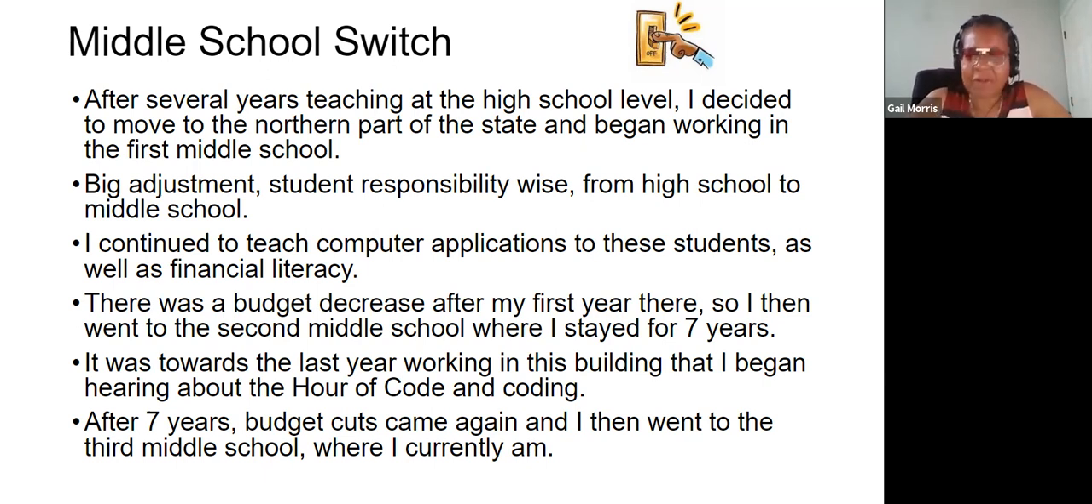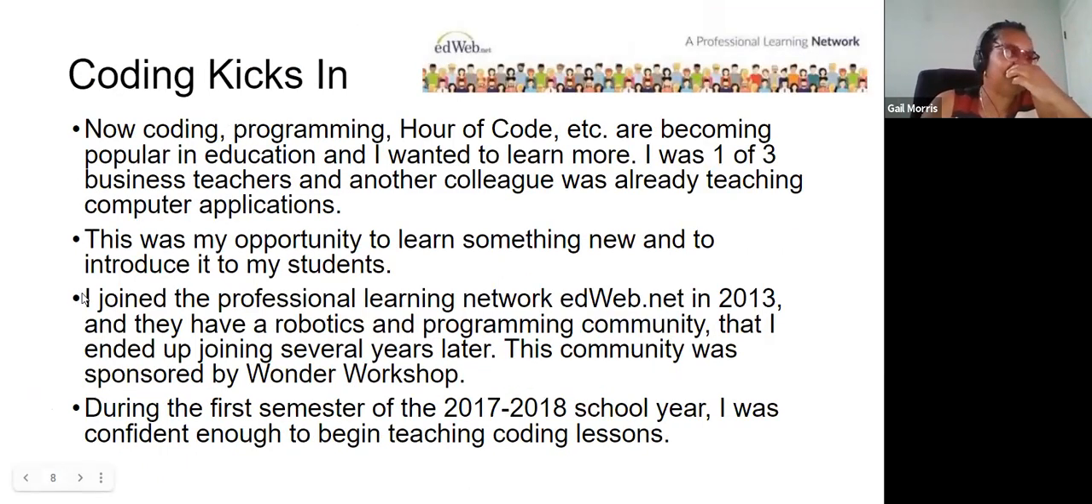And then as the Hour of Code and all of the coding chatter started picking up, I was like, let me look into this some more. So I started looking into it some more. And this is where I really started enjoying what I'm currently doing right now. So I joined edweb.net, which maybe some of you know about, and joined one of the communities, which was a coding and robotics community. And I would attend different webinars through them.